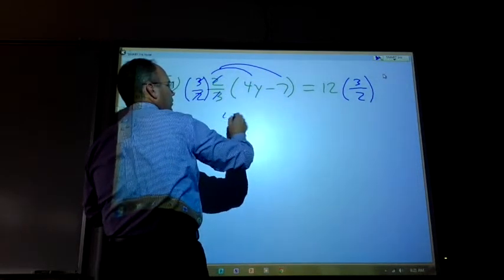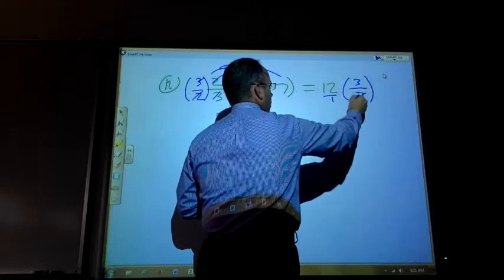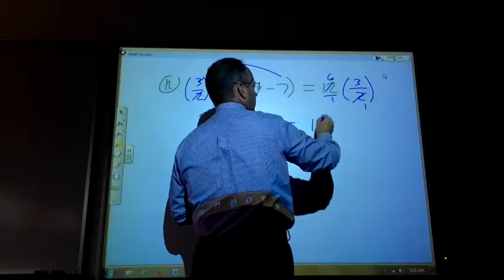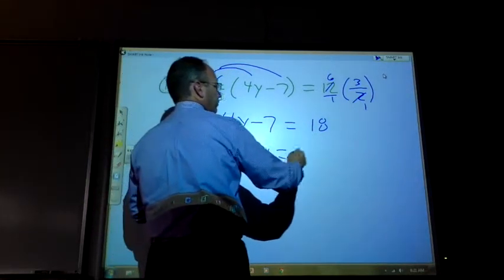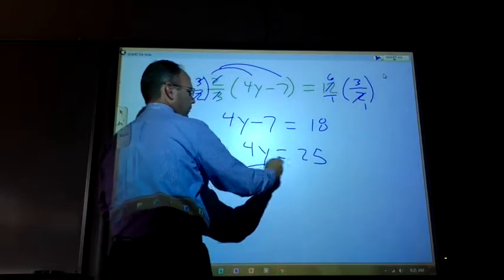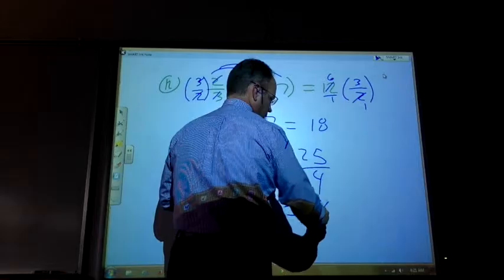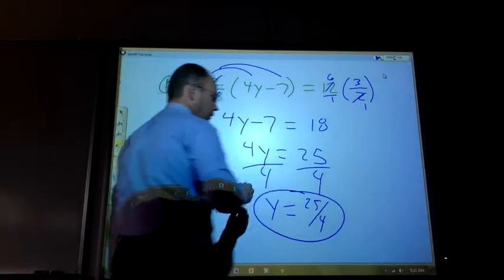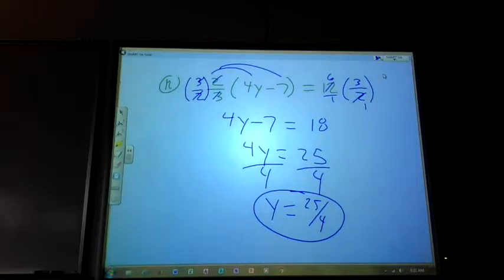Distribute a 1 over the parentheses. And then this one, that's 12 over 1. 2 goes in there 6 times, so that's 18. And then solve that. Add 7 to both sides. Divide by 4. Check to see if you can reduce the fraction. 25 over 4 is reduced, so that would be your answer. Yeah? Did you distribute 3 over 2 to y?